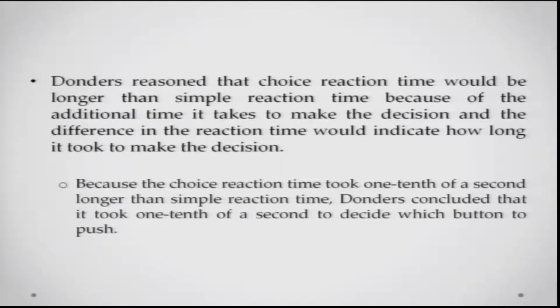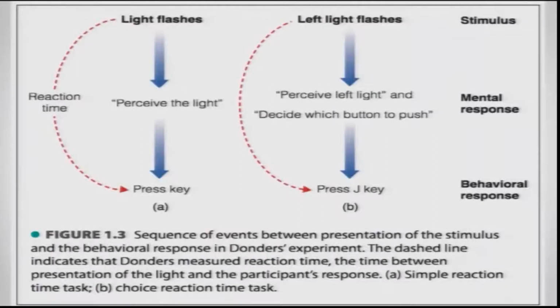So, Donders in this example found out that the choice reaction time task took 1/10 of a second, or let us say 100 milliseconds, longer than the simple reaction time task, and very easily through subtraction he could tell that the decision about which button was to be pressed took about 100 milliseconds. Here is a kind of graphical representation of what might have gone on in those tasks. You can see that in the simple reaction time task in panel A, a light flashes, you perceive the light and you simply press the key.